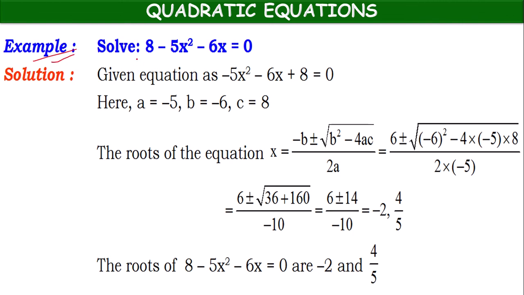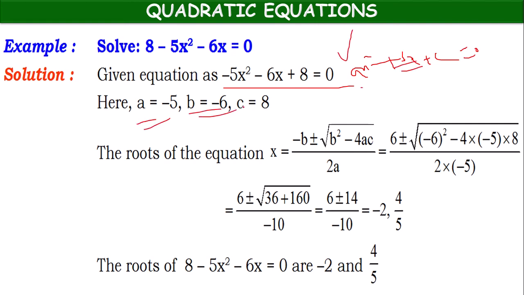Next one, solve 8 minus 5x square minus 6x equal to 0. But this is not in the standard form. In standard form, x square is written first, next the x term, next the constant term. So let's write it in standard form and compare with ax square plus bx plus c equal to 0. Then a will be minus 5, b will be minus 6, c will be 8.